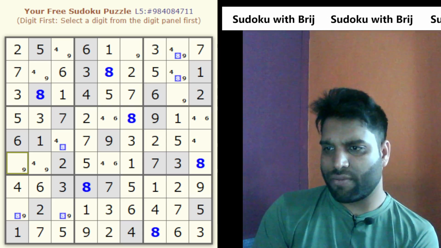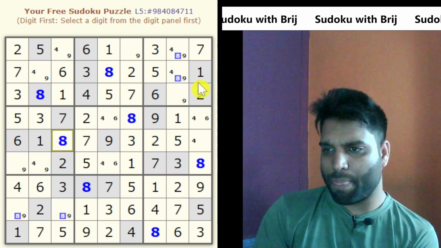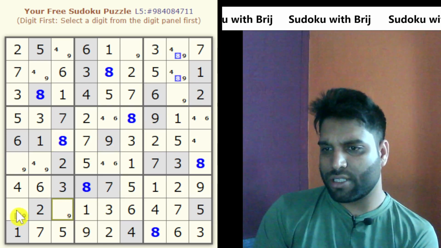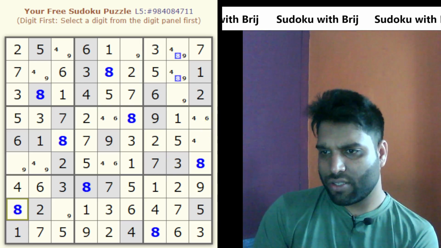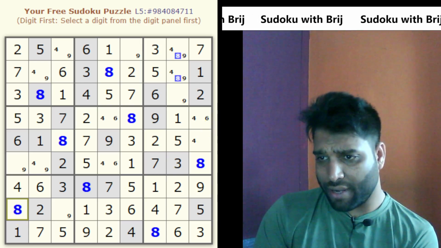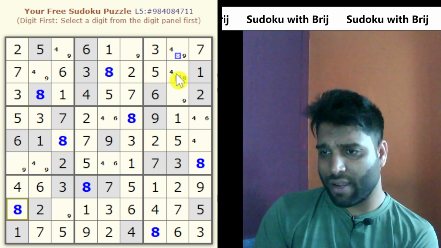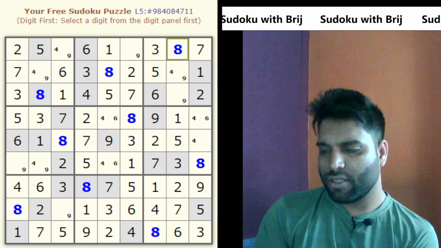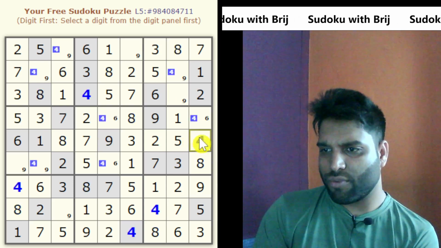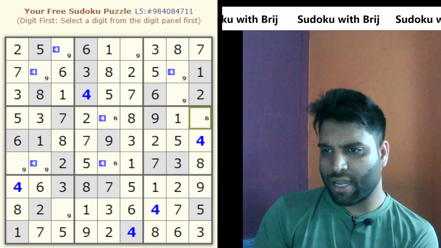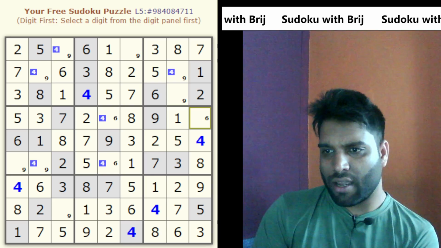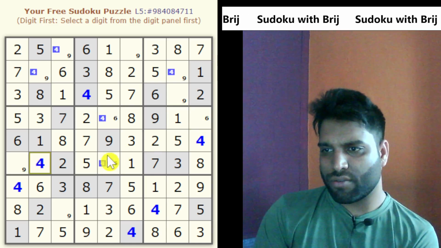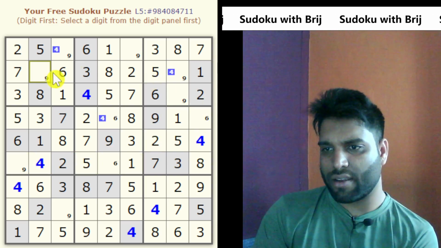The possibility of 8 will go in this cell. So I can remove 8 from here. And now the possibility of 8 in this cell will be here. And since there is 8, I can remove the 8 from here. So the possibility of 8 will be here, and 8 is solved now. Now let's move on to 4. So 4 is this one. So this 4 can be eliminated, and now this is also 4. So 4 can be eliminated from here and here.